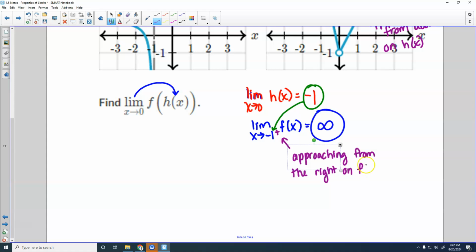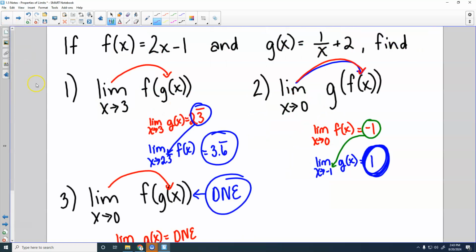On f of x. So if I was approaching from below, what do you think it would be? From the left. All right. Now let me go back to this problem here, and let me show you why I didn't even worry about it on this problem.